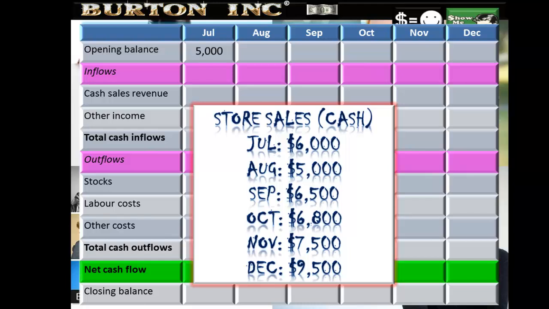We next need to be able to identify the types of inflows. The types of inflows that we can identify from the information given in our exam questions, we'll be able to plug those into our table. Cash sales revenue, July through to December, we're selling significant amounts each month. We'll just put those into the appropriate month. So cash sales revenue, July 6,000, August 5,000, September 6.5, October 6,800, November 7.5, and December a whopping 9.5 thousand.